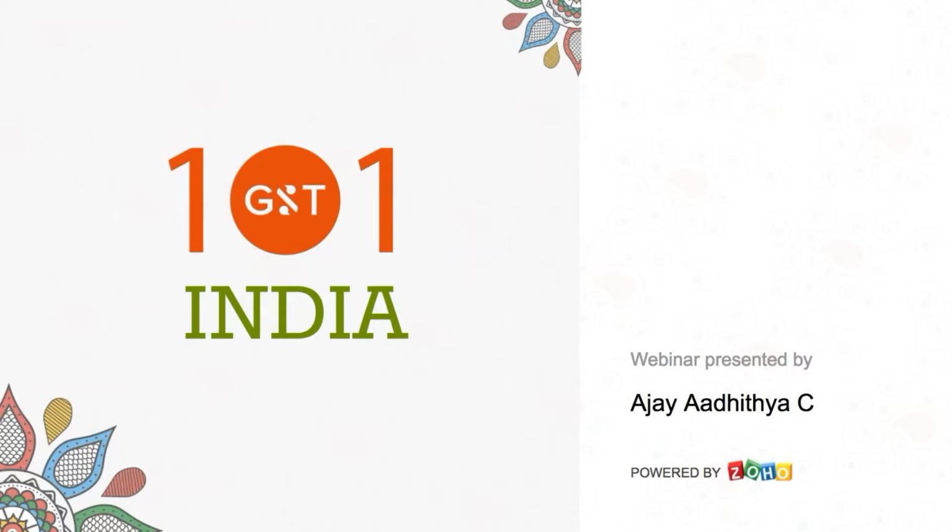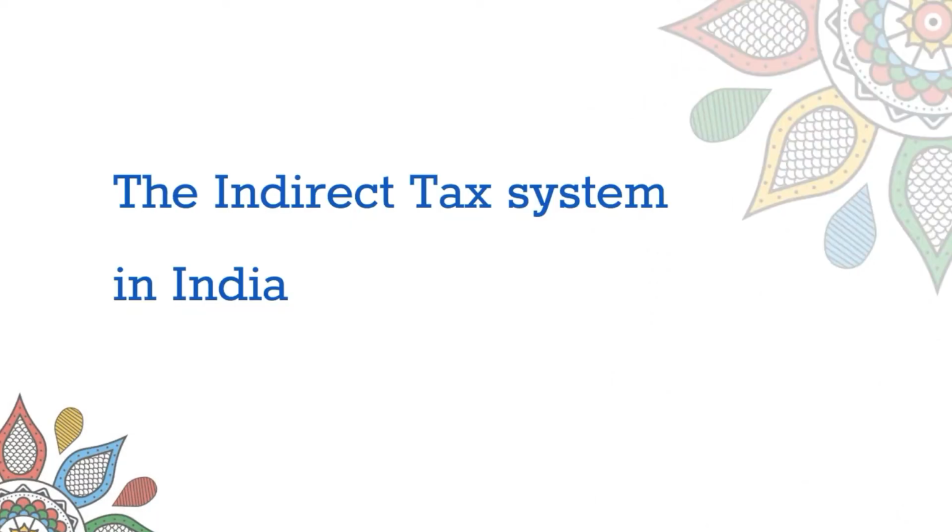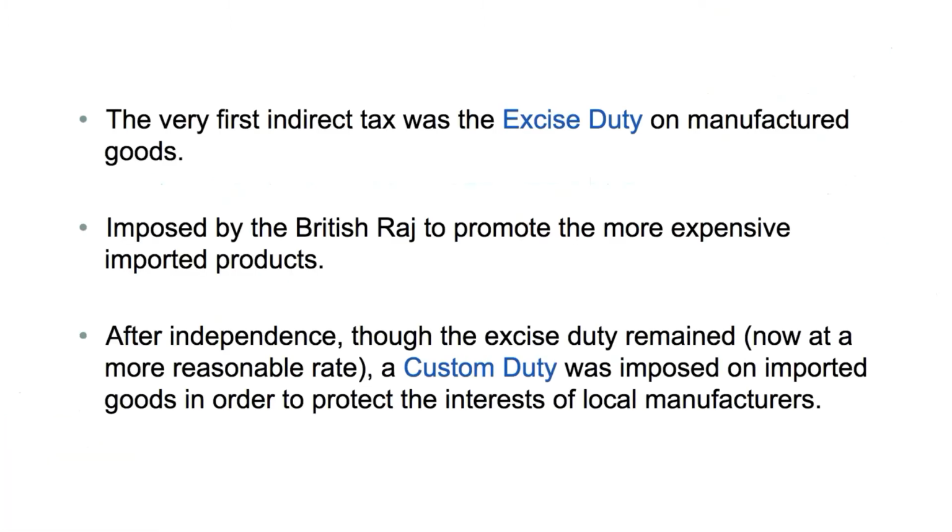So let's start with the indirect tax system that we have in India today. When we talk about indirect taxes, we have to start right from the beginning. So let's find out how this came into being. The very first indirect tax in India was actually implemented by the British. They brought in what you call the excise duty, which was levied on manufactured goods.